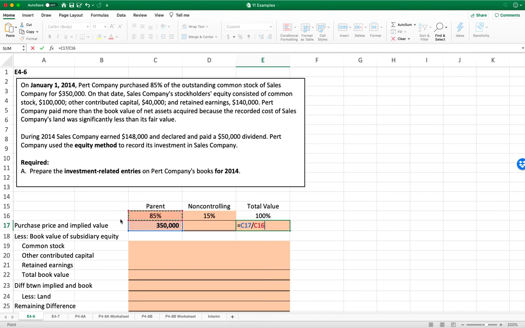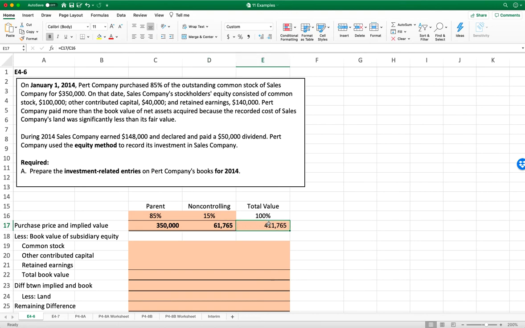If for some reason we have a better idea of the entity's value as a whole, or the value of the non-controlling shares, we should use that information. But in the absence of any other information, this is a decent way to estimate. Okay, then we're going to take our non-controlling shares and multiply their percentage times that total to estimate the value of their shares. So we get a total implied value of $411,765, and our non-controlling interest has a value of $61,765.